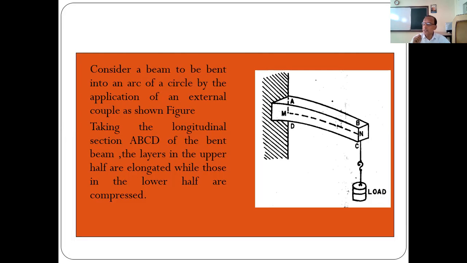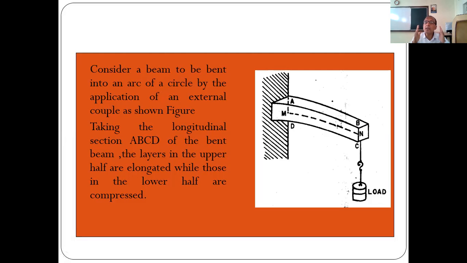That means when the weight is applied, that means external force is applied, then the beam gets bent like this. It will bend, a depression or bending will be produced in it. It will form a circular arc due to the application of the external couple. And taking the longitudinal section of this bent beam, A, B, C, D, in the bent condition, if we consider its longitudinal section, then we found that the upper layer AB gets extended, its length increases, and the lower layer's length decreases.